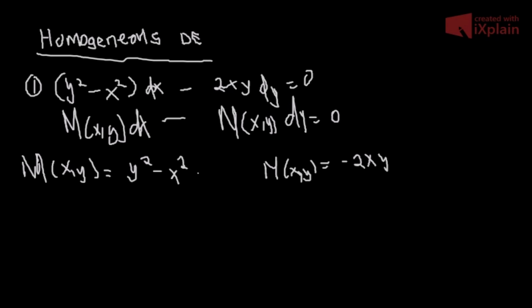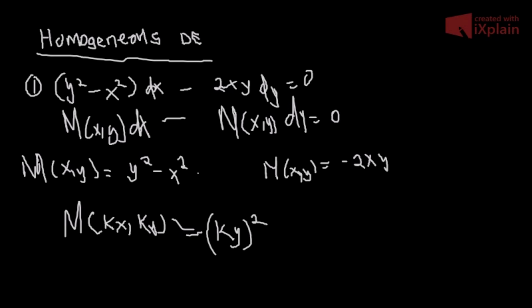So now how do we prove it? We have to say M(kx, ky) is equal to, we need to put kx where there is x and ky where there is y. Then (ky) squared minus (kx) squared.